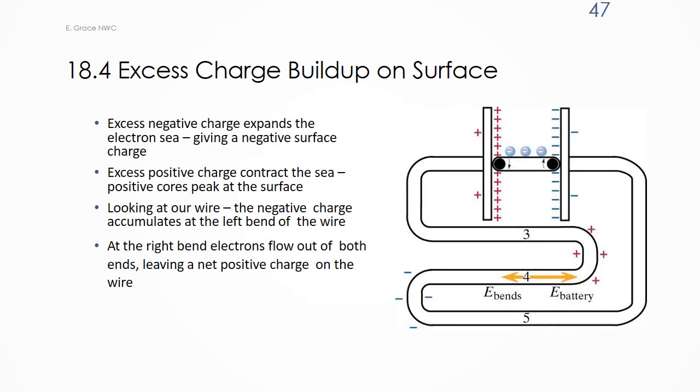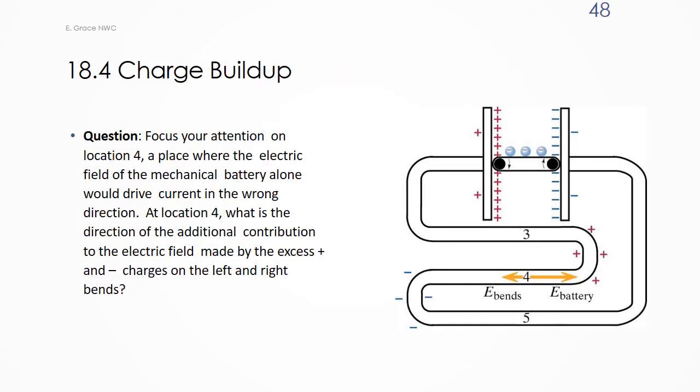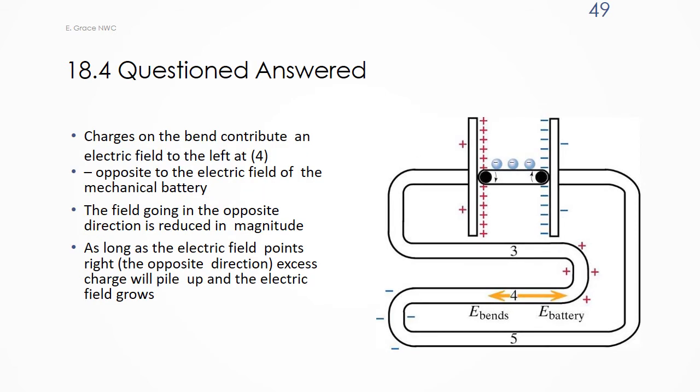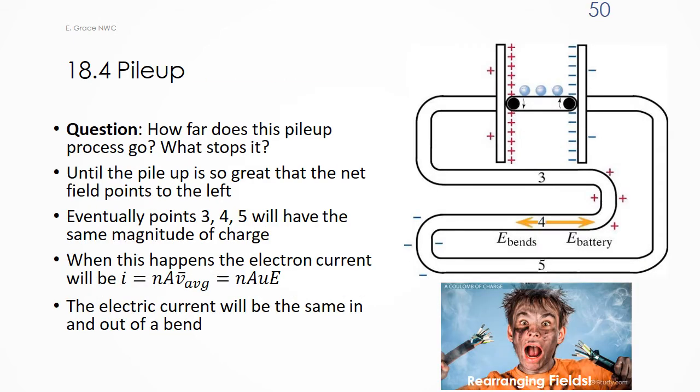So going on, the charges on the bend contribute an electric field to the left at 4, which is opposite to the electric field of the mechanical battery. And so the field is going in the opposite direction and is reduced in its magnitude. And as long as the electric field points right, excess charges will pile up and the electric field will grow. But then you might be asking, wait, pile-up's a problem. Pile-up stops circuits. Well, let's think about pile-up.